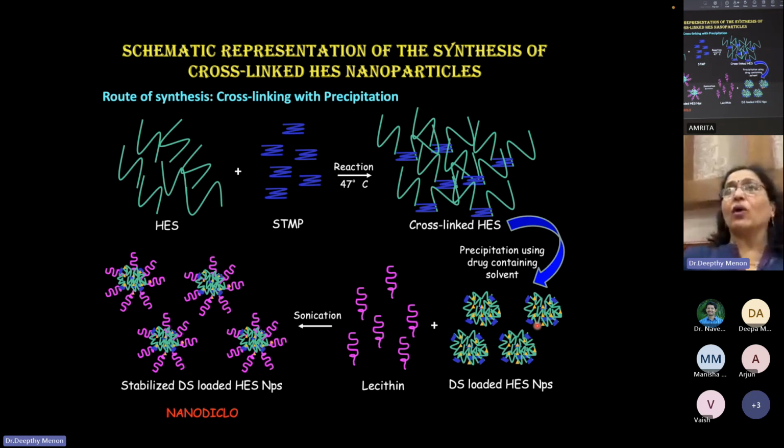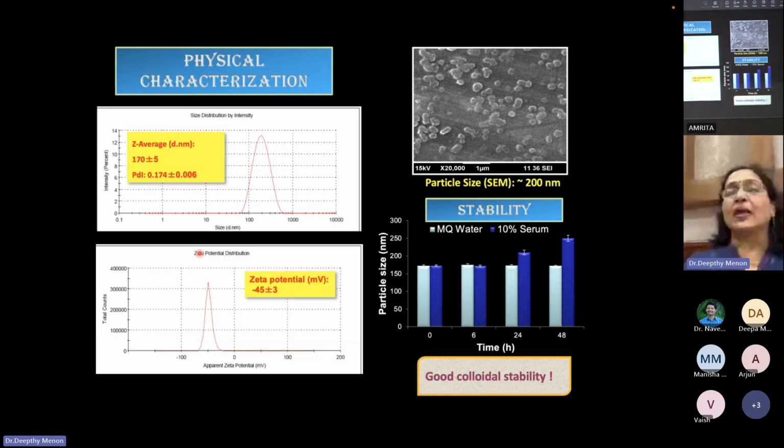Now I told you we want it in circulation for a long period of time. So we used a stabilizer, which is lecithin, an FDA approved stabilizer. So all the materials that we have used here are FDA approved. The synthesis is cross-linking with precipitation. We got very beautiful nanoparticles of diclofenac. Look at that. Particles of approximately 100 to 200 nanometer size with very good stability and a high colloidal stability, represented by its negative 45 millivolt zeta potential, were obtained.